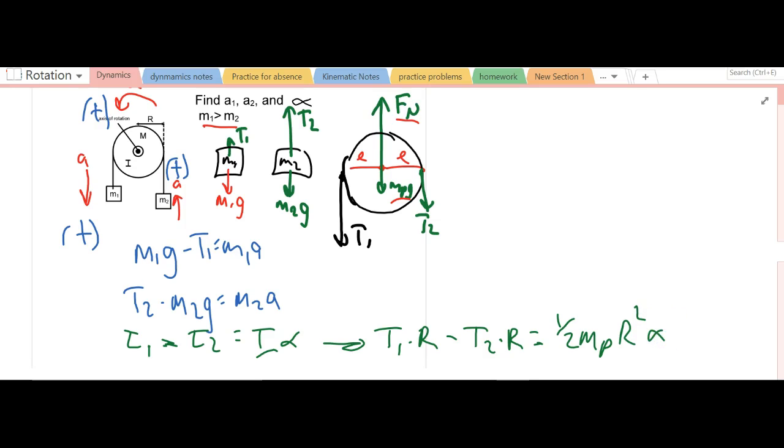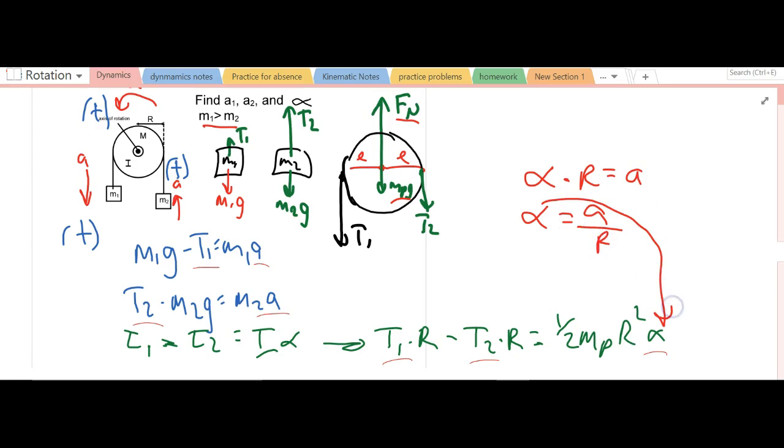Okay. Now, these are my equations. Right? I don't know tension, I don't know a. I'm missing both tensions and a, so I need at least one more equation to do this. Hopefully just by process, my last equation that I need is alpha times r equals a. That way I at least get rid of one unknown. So let's say alpha equals a over r, and plug that in here.